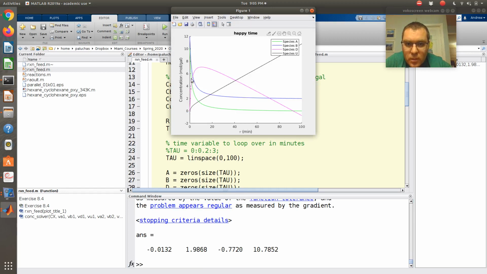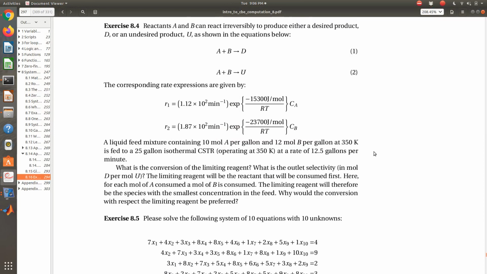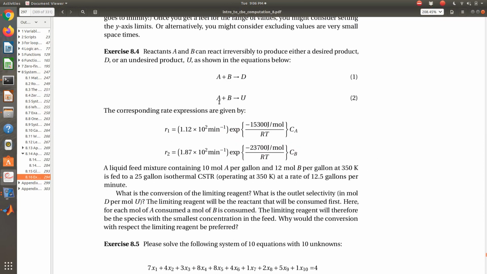D is actually going through an extremum, it looks like. So let me see if something, because this would say D is then being consumed. So we have everything working. Let's just take a look back at the problem. We have A plus B goes to D, A plus B goes to U, R1 is first order in A, R2 is first order in B.